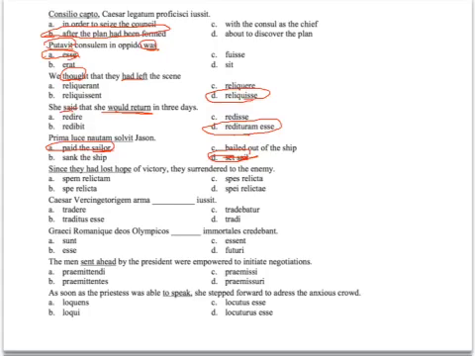Since they had lost hope, this is an ablative absolute, and so you're looking for a participle and an ablative agreeing, and that would be spe relicta, with hope having been lost. Caesar ordered Vercingetorix to surrender arms, and so you want a simple present active infinitive to answer this one.